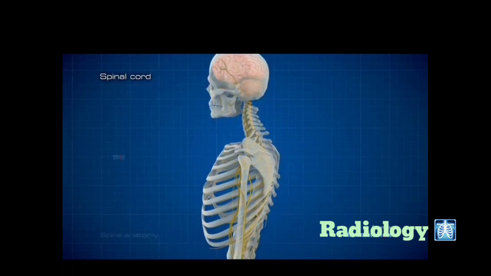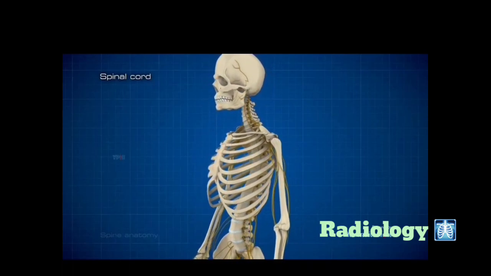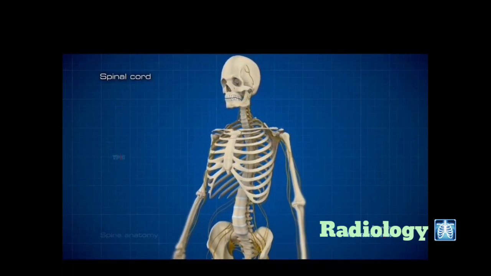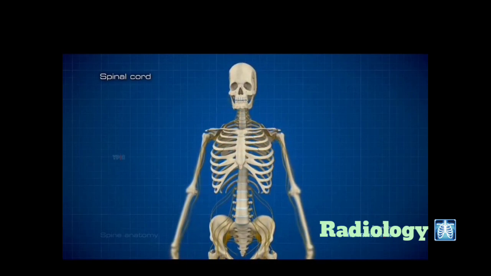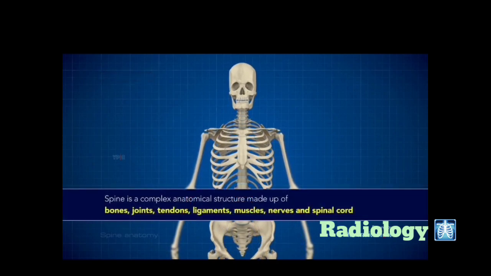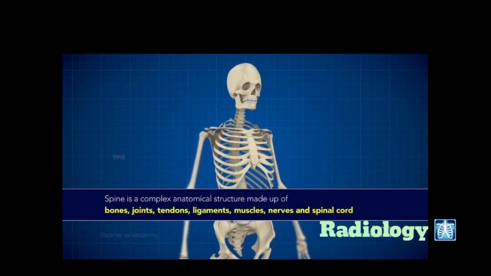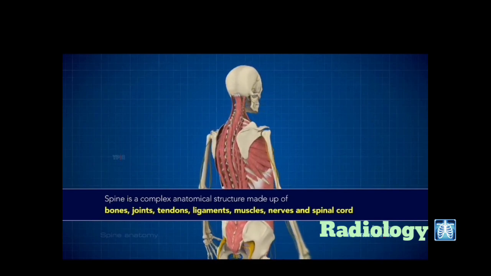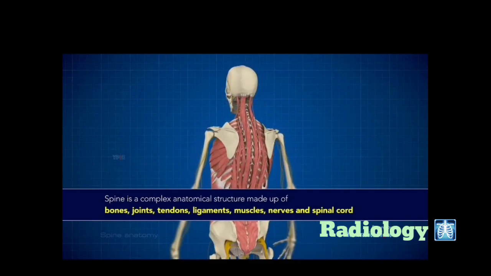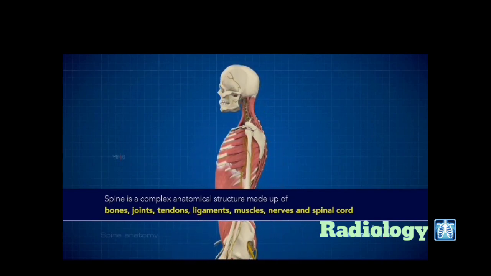Any damage or injury to the spinal cord can cause loss of sensation or function to the part of the body that the nerves supply. The spine is a complex anatomical structure made up of bones, joints, tendons, ligaments, muscles, nerves and spinal cord. This strong spinal column provides the basic structure, support and flexibility to the human body.